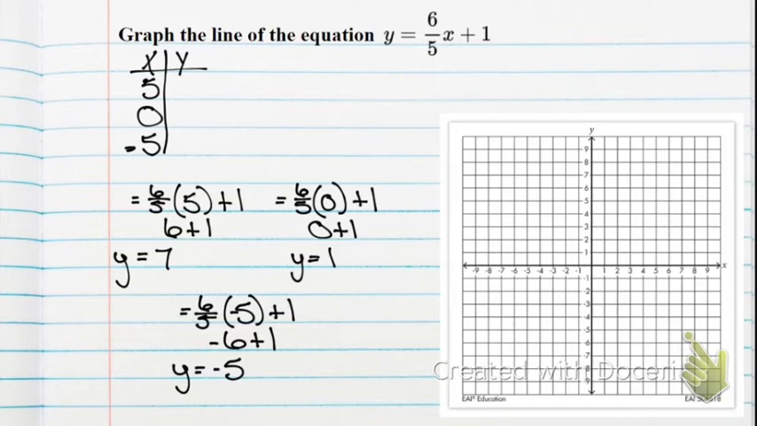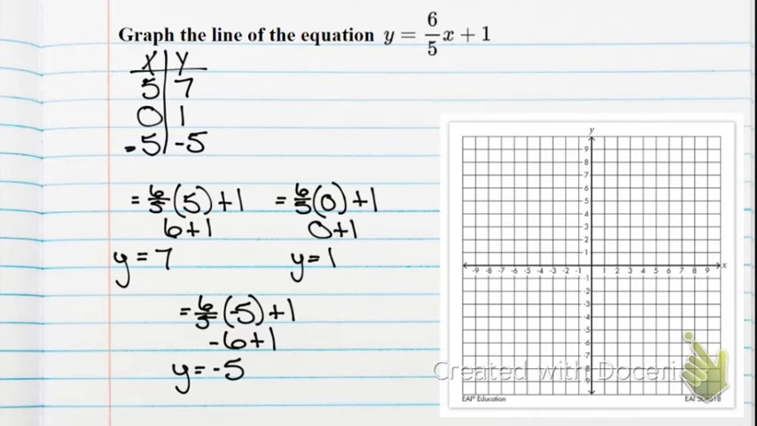So we're going to fill in our chart. For positive 5, it was 7. For 0, it was 1. And for negative 5, we got negative 5. Okay? So now that we have all 3 values filled in for x and y, let's graph our ordered pairs.